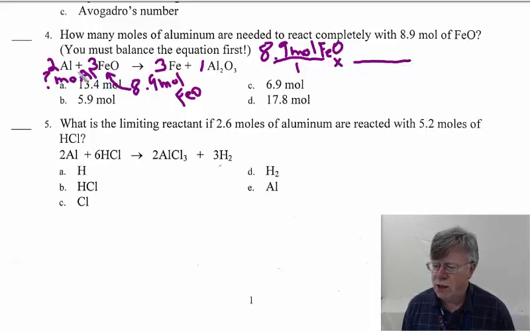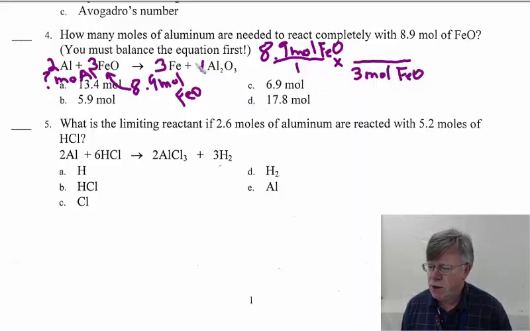So that means we go back to these numbers. First of all, look at this right here, FeO. It has a 3 in front of it. That needs to go down here below to cancel. So 3 moles of FeO. And now we're looking for aluminum. We want to find out how much aluminum is needed. So the one on the top is now going to be moles of aluminum.